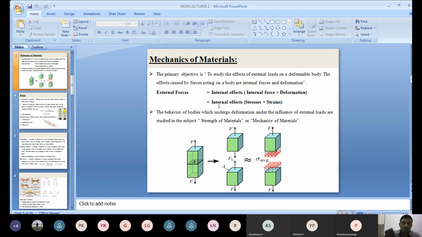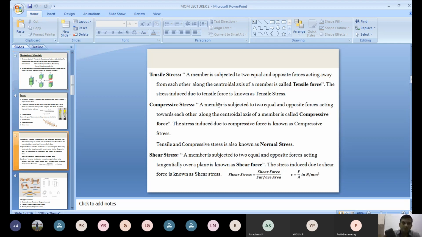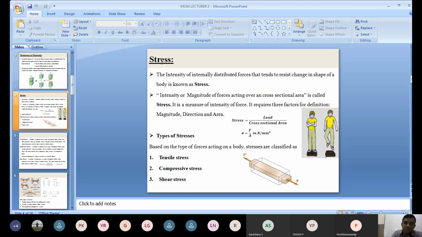And also we discussed what we mean by stress. Stress is nothing but the intensity of internal resistance forces acting over a cross-sectional area that resists the shape of the body. Now what does it measure, if you say so I am stressed? It measures the intensity or magnitude of forces acting over a cross-sectional area, right? Force is a vector quantity, it has both magnitude and direction. But stress measures the intensity of forces, nothing but the magnitude of forces acting over a cross-sectional area.